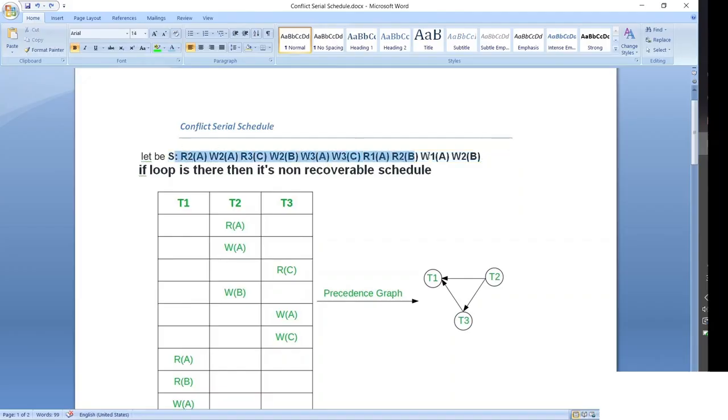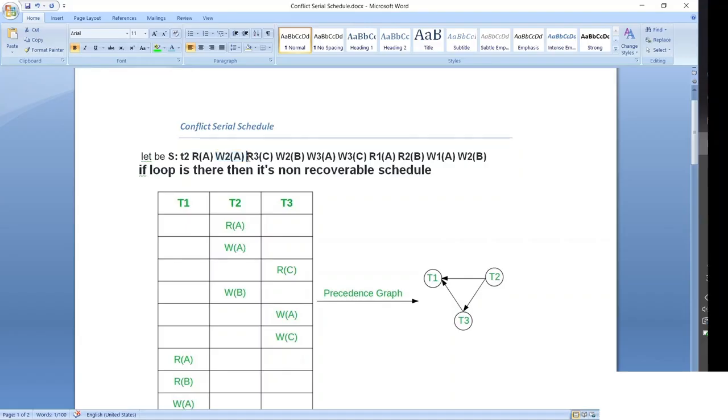Now from this line you have to draw the table. First of all, you have to draw the table. So let's suppose this is my T2. T2 is doing, let's suppose, a read operation on A. So in this table I will make columns like T1, T2, T3. Now T2 is doing a write operation on A. So R, and then we are having a write operation, the write by T2 on A.